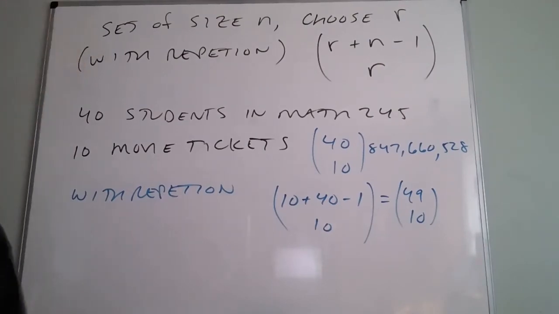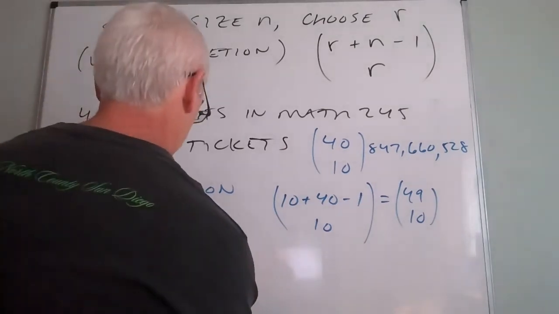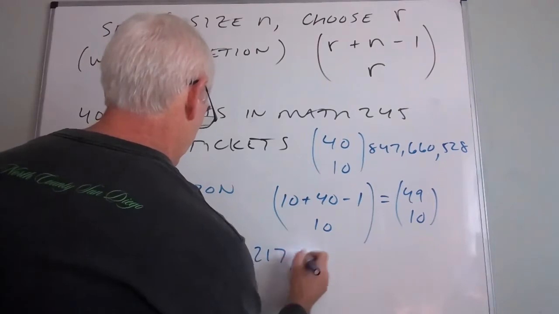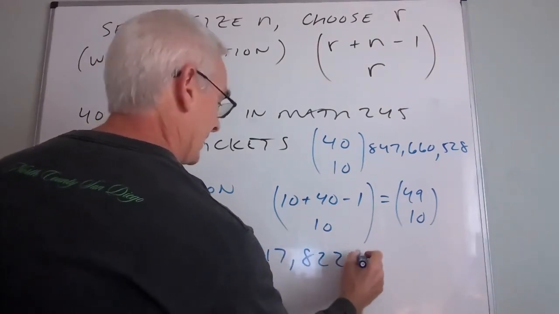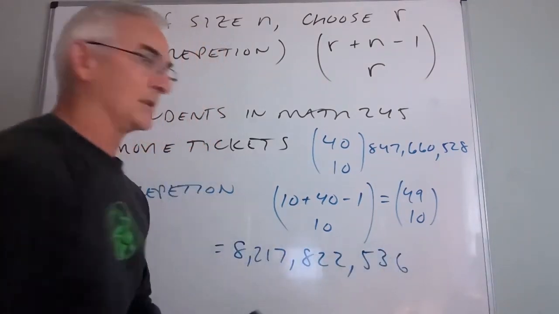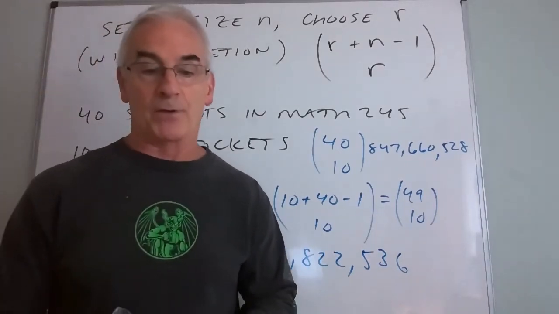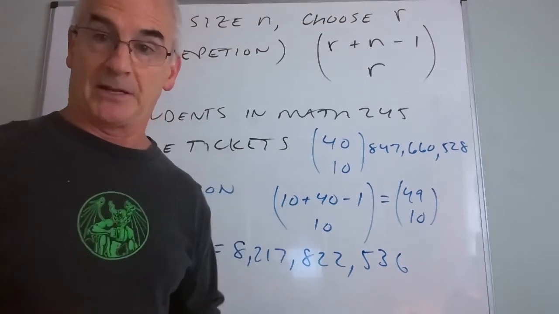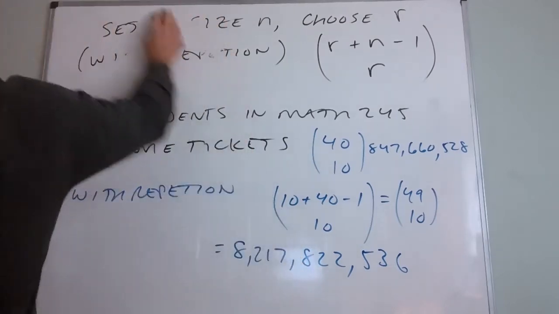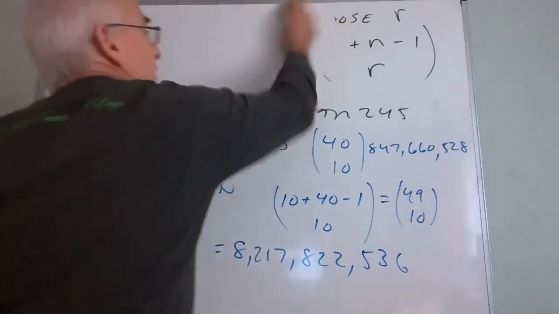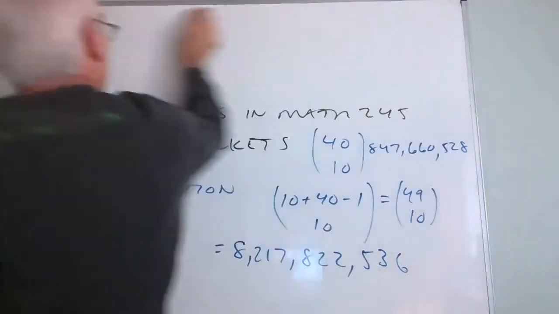Yikes. This is going to make it almost 10 times bigger. Now the answer is going to be 8,217,822,536. So allowing for repetition, okay? Allowing for repetition changes it significantly. All right, here's another one. Oh, and by the way, some people think it's a myth. It's not.